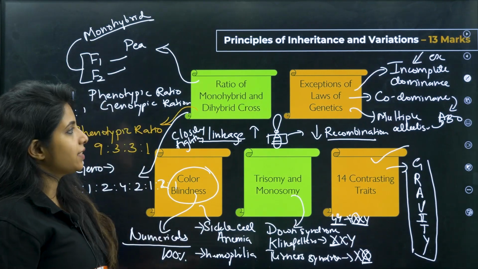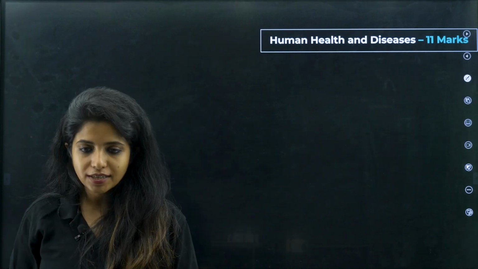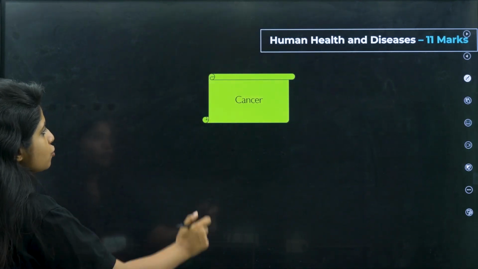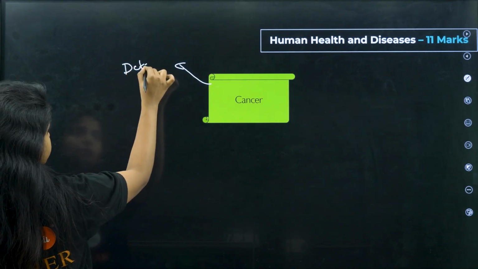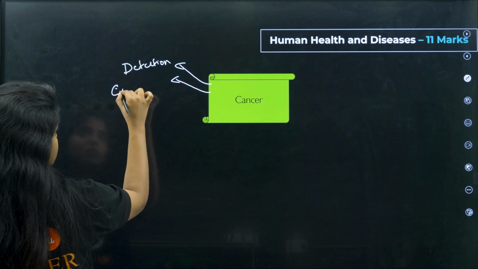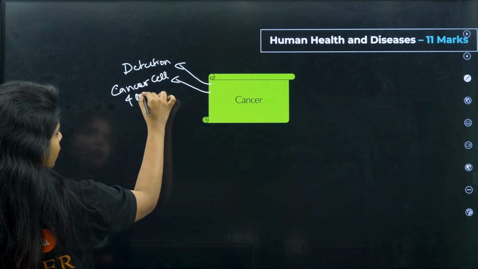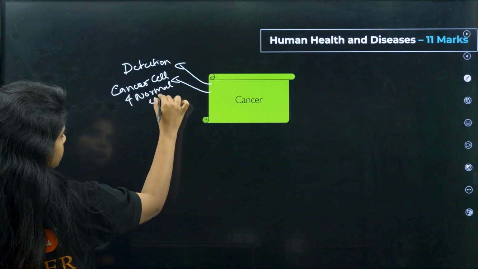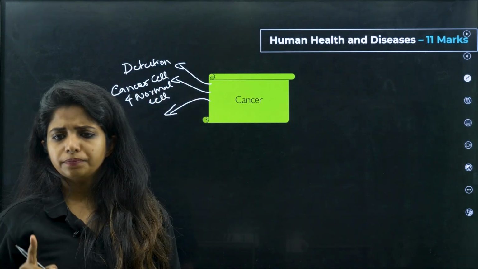Okay. Next thing. Next chapter we have human health and diseases. It is of 11 marks, starting with cancer. Cancer is very much important. You should be knowing everything about it. Starting with detection. That is most commonly asked. How cancer cell and normal cell are different. Then next thing that you have is detection.